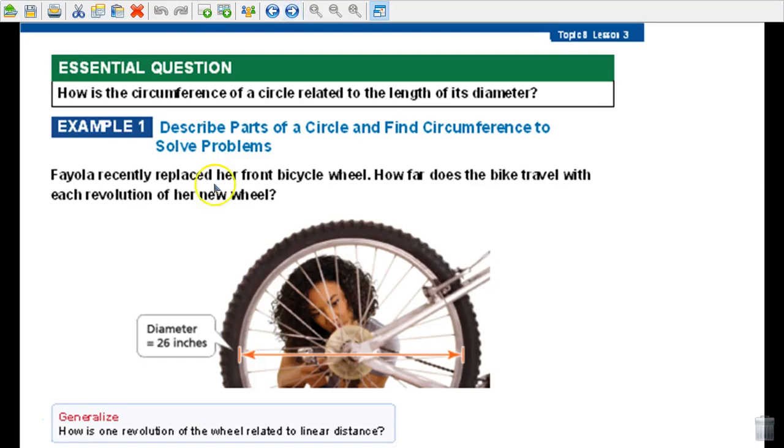Okay, example 1. Describe parts of a circle and find circumference to solve problems. Fayola recently replaced her front bicycle wheel. How far does the bike travel with each revolution of her new wheel? Okay, so look at this. It says diameter equals 26 inches. And then it's going from one side to the other. It's not including the rubber per se. It's just the metal spoke. So this is the circle we're talking about.